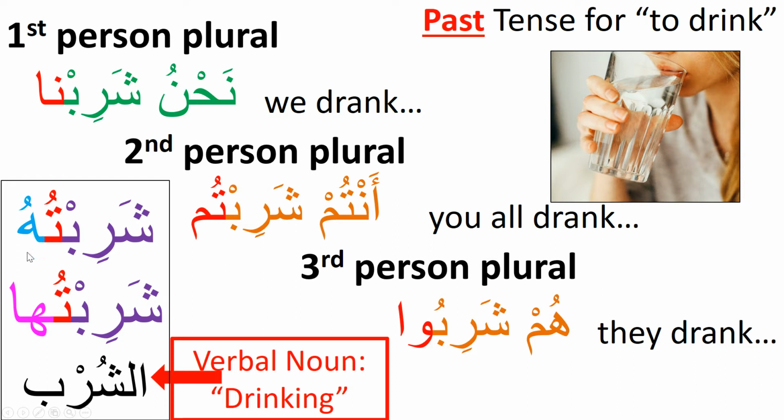And then remember, we can add our object pronoun suffixes to the end of these past tense conjugations to indicate that something happened to someone. In this case, sharibtuhu. I drank it, masculine. What is masculine that you can drink? Halib is milk, right? Or shai, which is tea. So sharibtuhu ashai, sharibtuhu al-halib.